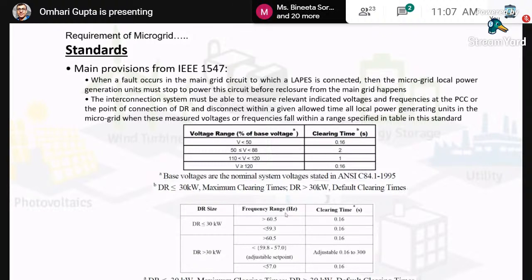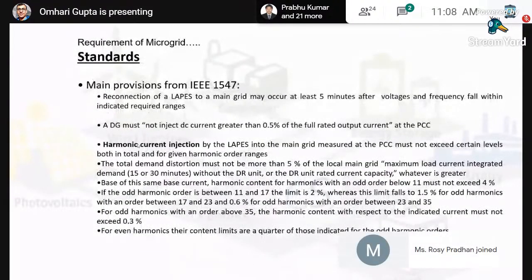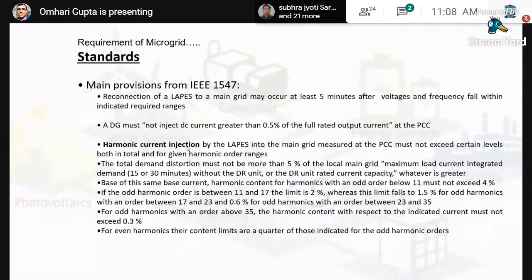These recommendations are for 60 hertz. Accordingly, you may have recommendations for 50 hertz as well. And then harmonic current injection. Obviously, most of the renewable energy generations are based upon inverters and converters. Those inverters and converters inject distortions into the system. So the harmonic or THD, total harmonic distortion, should not be more than the recommended limits.